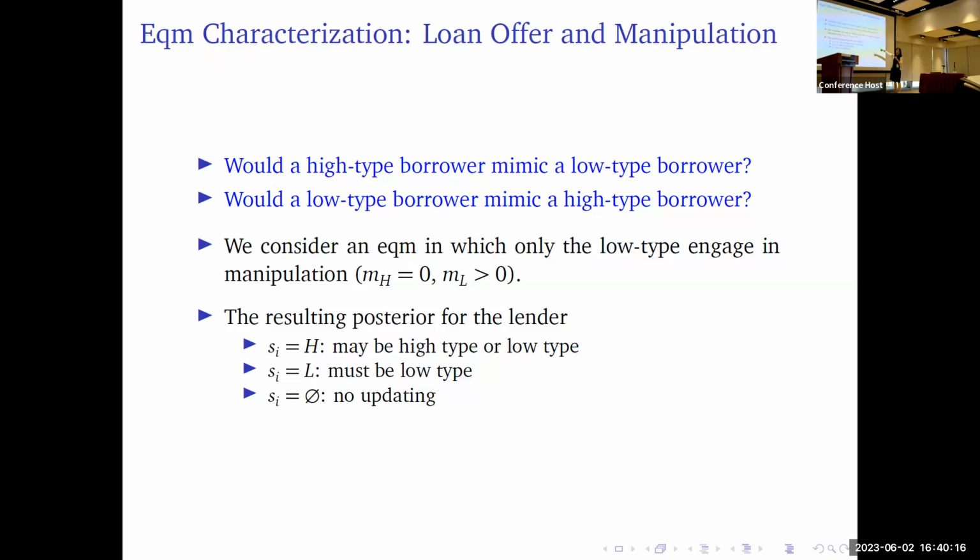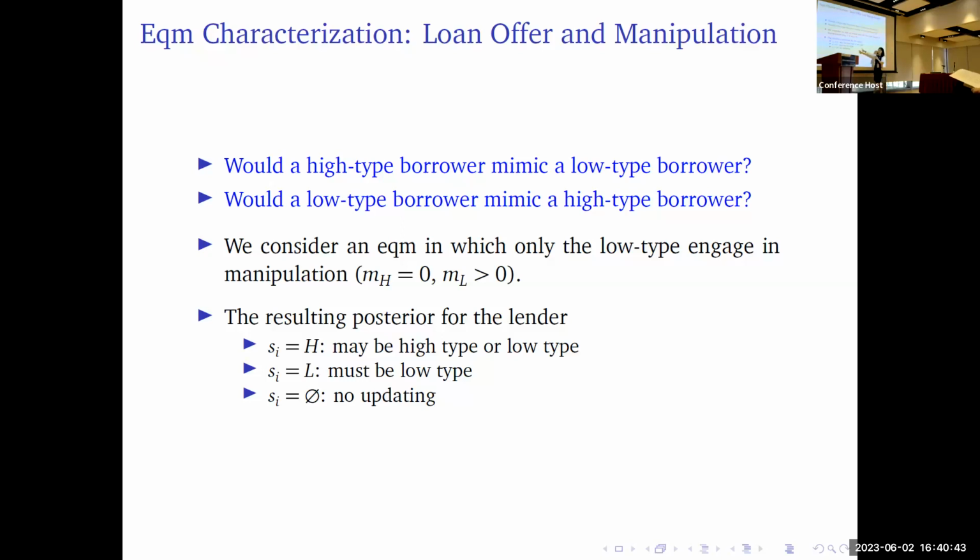So we focus on the equilibrium, which is a very natural equilibrium in which only the low type will manipulate. Only the low type will mimic the high type in the hope of getting more favorable interest rates. More favorable here means lower interest rates, right? So this is a very intuitive equilibrium, and we can demonstrate this is the unique equilibrium based on some requirements. And after fixing this, we get to the lender's problem.